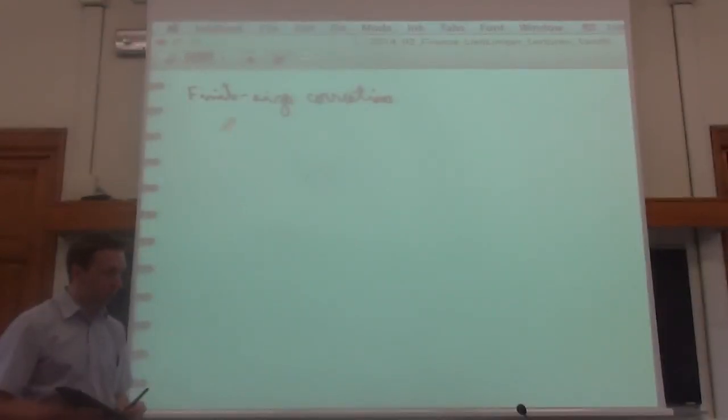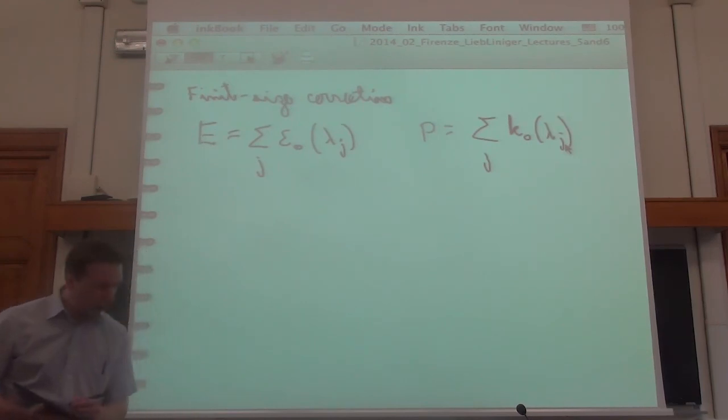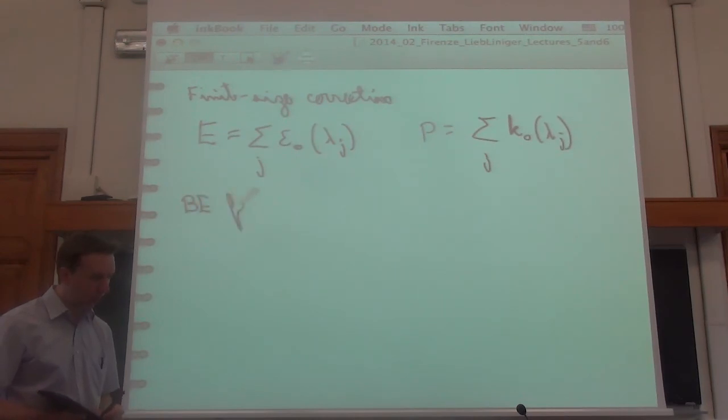So we just had a couple of things. The energy of a state was just the summation of these bare energies of the solutions lambda j to the Bethe equations, and the momentum was similarly just the summation over j of this k0 of lambda j. Okay, so we had the Bethe equations. Let's write them straight for the ground state.